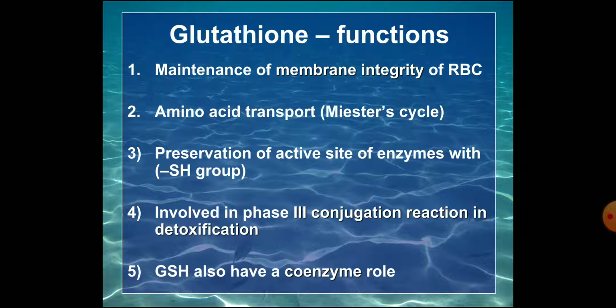Then glutathione also has a coenzyme role. Usually reduced glutathione is written as GSH and oxidized glutathione as GSSG. So this is reduced glutathione and it has a coenzyme role also.